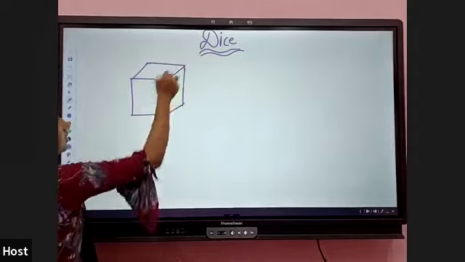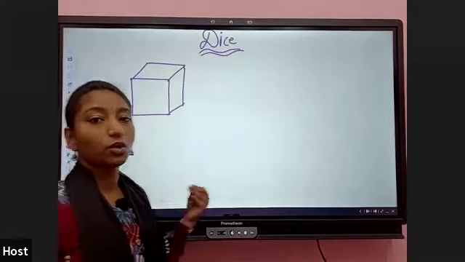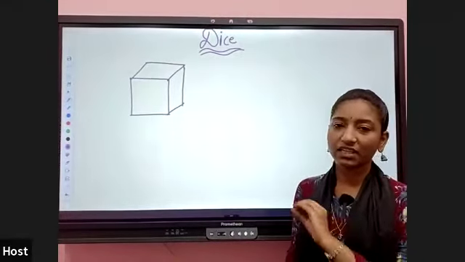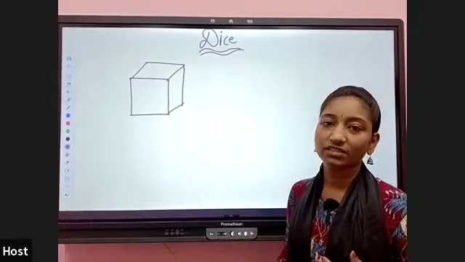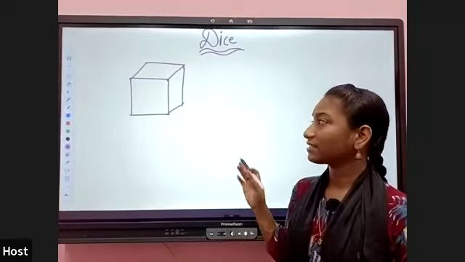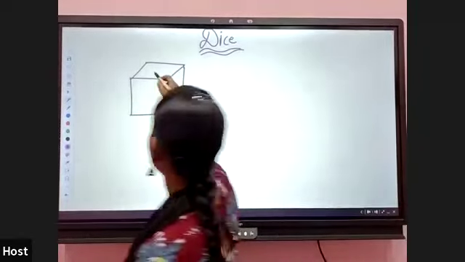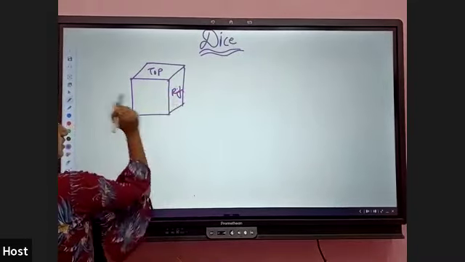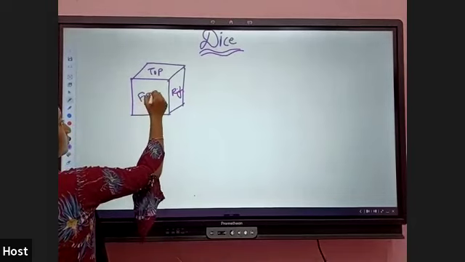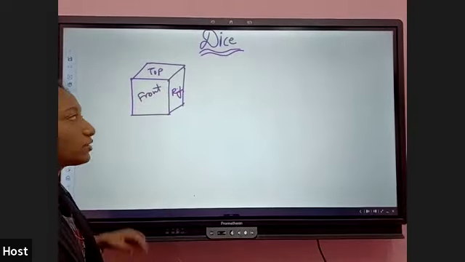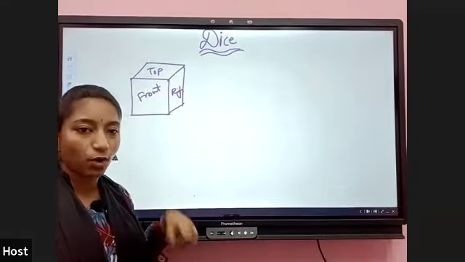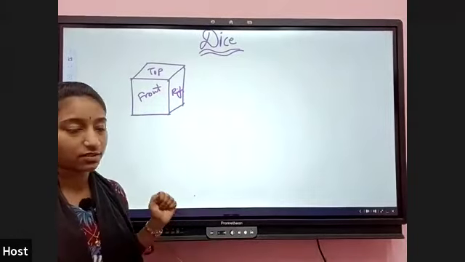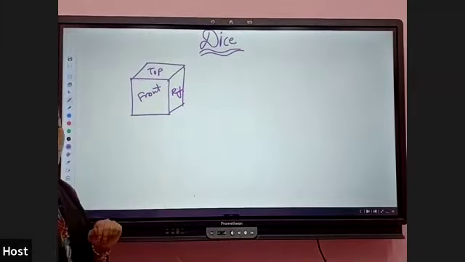This is the dice. You all know about the dice. A dice has 6 faces: top, bottom, right and left, front and back. Mainly we should know which faces are opposite. The face opposite to the top is the bottom, right is left, and front is back.